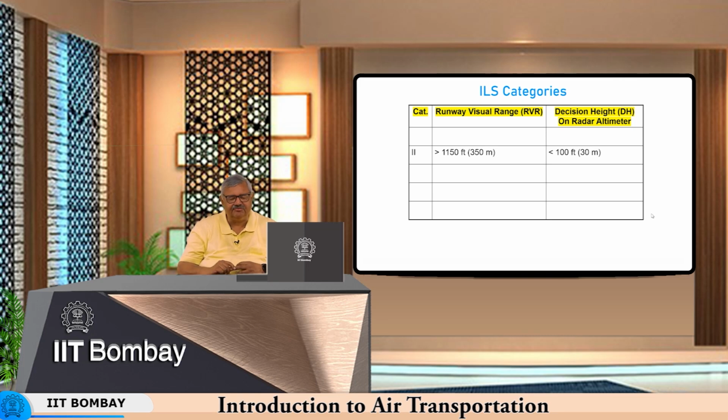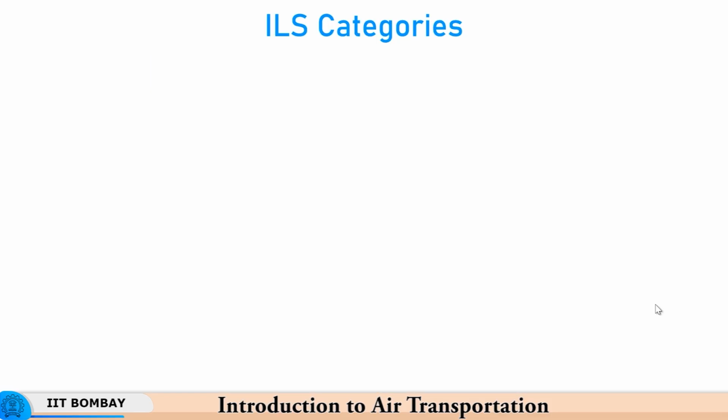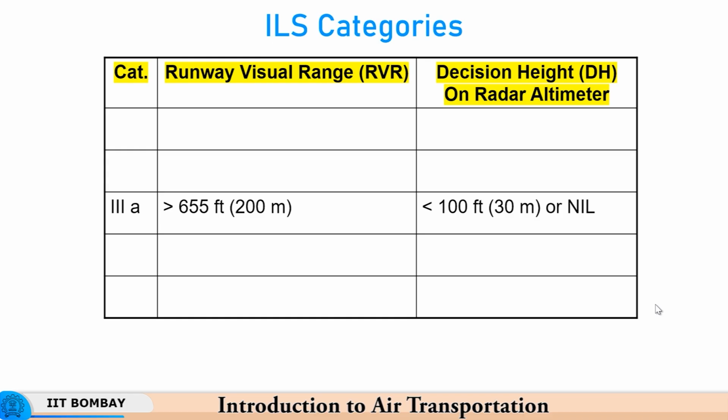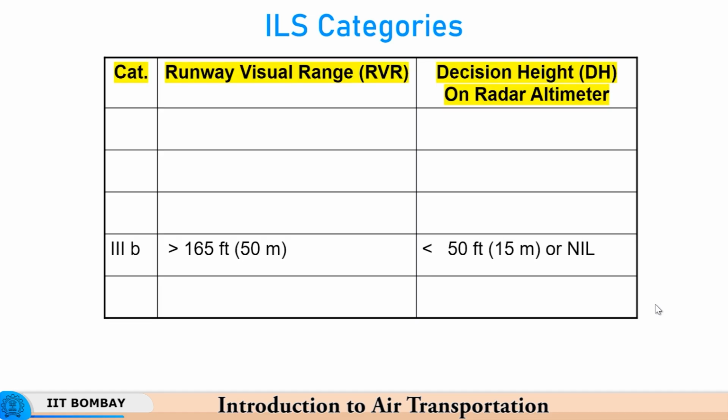In category 2 ILS system, the decision height is reduced to 100 feet or 30 meters. So, you are further down in the flight path. At that point, the visibility should be at least 350 meters. In category 3A system, the decision height remains the same, 30 meters, but the visibility is reduced from 350 to 200 meters. In category 3B systems, the decision height is further reduced to 15 meters or 50 feet from the runway, and the visibility at that point should be at least 50 meters.